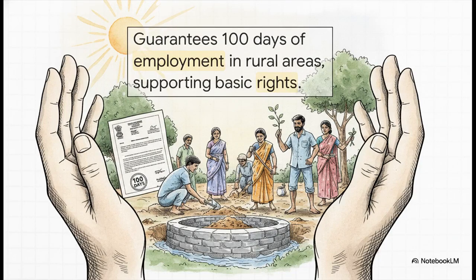And because of that immense vulnerability in the unorganized sector, especially in rural areas where farming is super seasonal, the government has to step in. Which brings us to MGNREGA, passed in 2005. The Mahatma Gandhi National Rural Employment Guarantee Act is a direct government intervention designed to solve rural disguised unemployment. It legally guarantees 100 days of paid employment to rural households, directly supporting the fundamental right to work. And get this, if they can't provide the work, they actually have to pay an unemployment allowance. It's a massive, massive safety net.